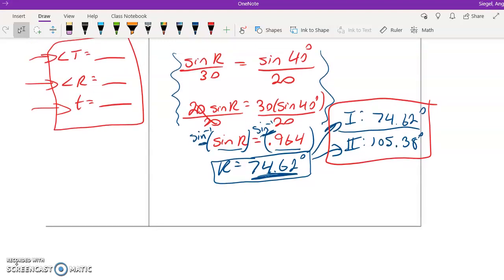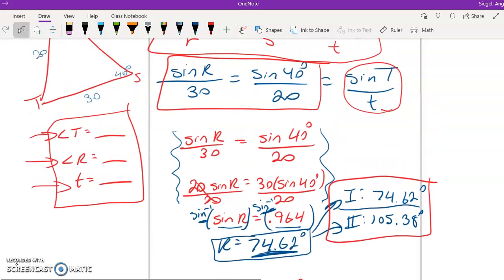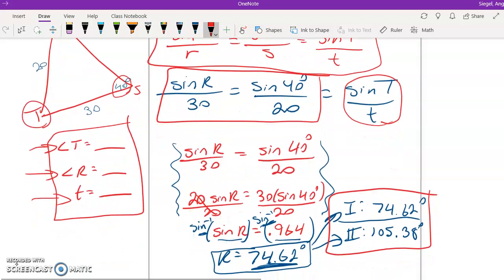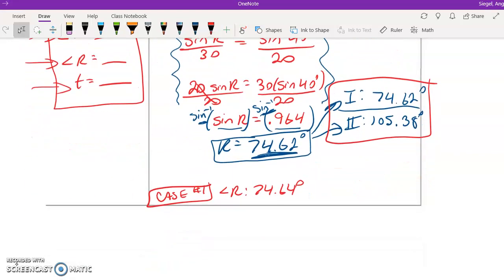So let's go with case 1. And I'm going to assume that angle R is 74.62 degrees. So if I do that, let's go back up here to our triangle. If I add this angle and this angle together, and subtract it from 180, it's going to give me that missing angle. So we're just going to use the property of triangles to know that angle T ends up being 65.38 degrees. So again, that's nothing new.